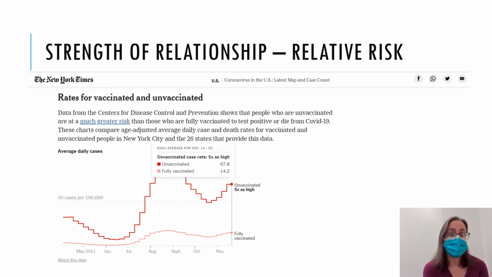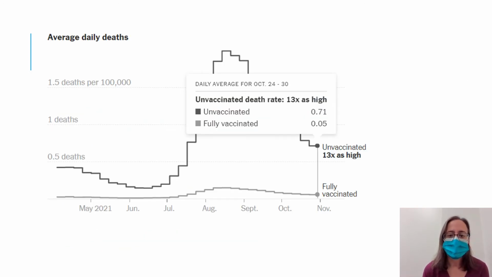Relative risk, say for high cholesterol, will often be something like 1.3, where you're 30% more likely to have a heart attack, right? So 5, that's 5 times more likely. That's really high. If we look at deaths too, we see the same phenomenon. In this case, the strength of the relationship is even higher. If we take the incidence in the unvaccinated and divide by the incidence in the fully vaccinated, we get 13. So you're 13 times more likely to die from a COVID infection if you're unvaccinated than if you're fully vaccinated.